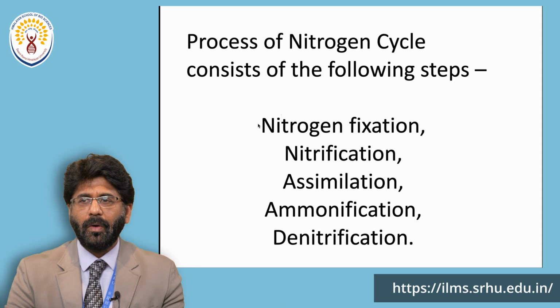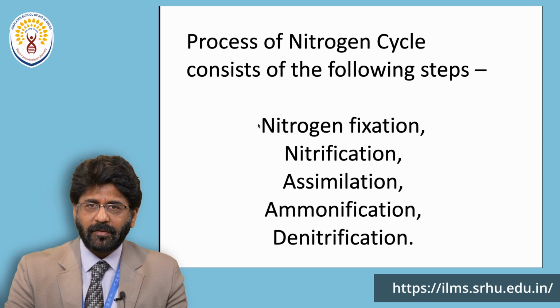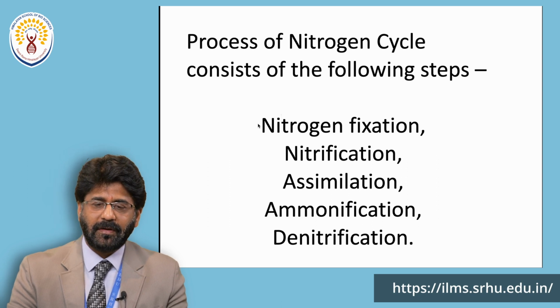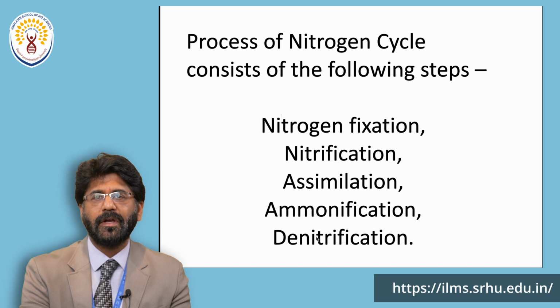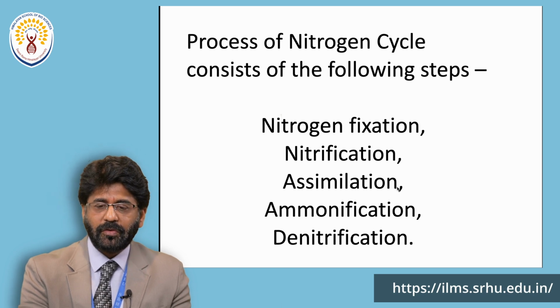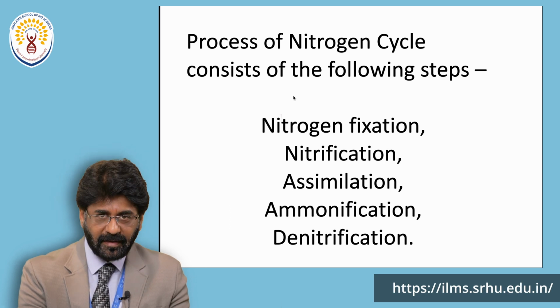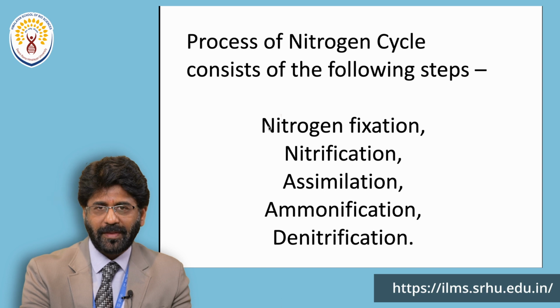Now, how does it take place? Basically, the process of the nitrogen cycle consists of multiple steps. Number 1, nitrogen fixation. Number 2, nitrification. Number 3, assimilation. Then ammonification and denitrification. So as you can see, the nitrogen cycle is quite a complex cycle and it contains multiple steps to finish one cycle.